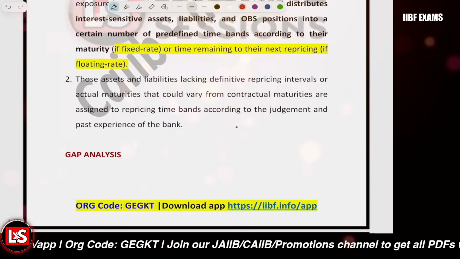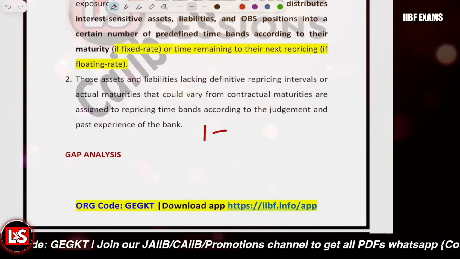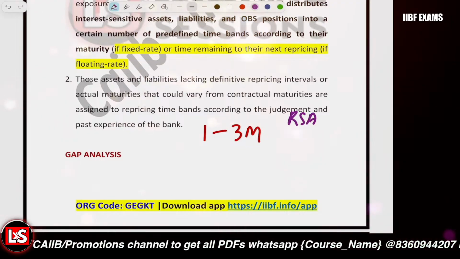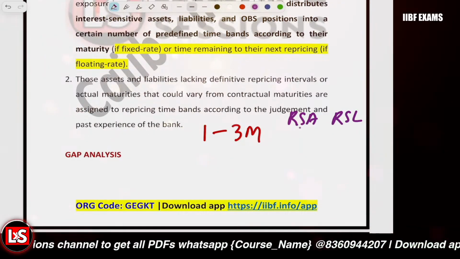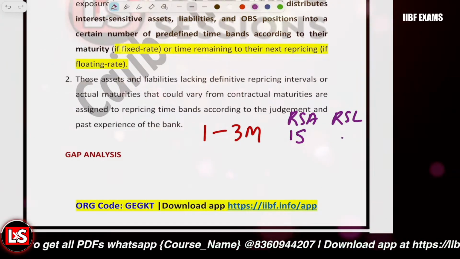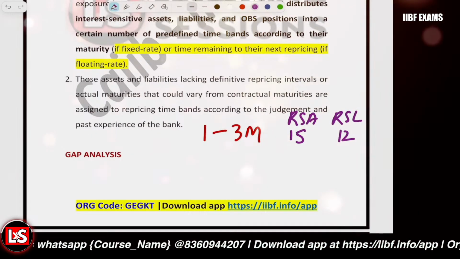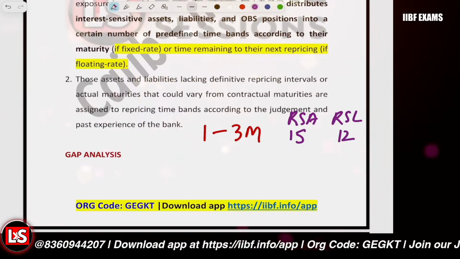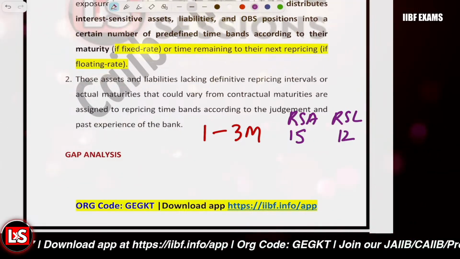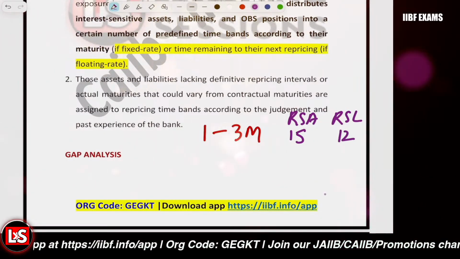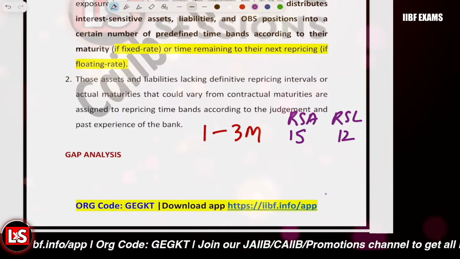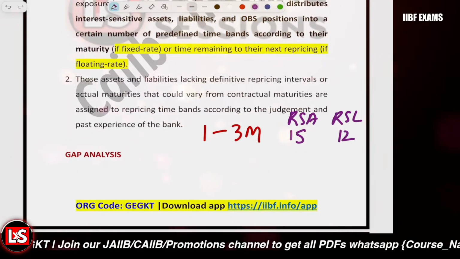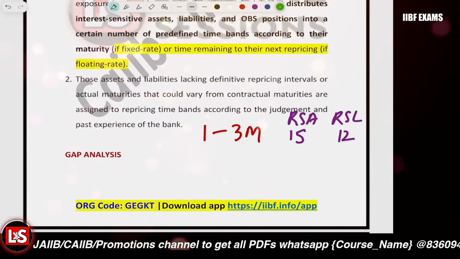For those time bands, let's say we are considering the time band of 1 to 3 months. For this time band, we'll be looking into the risk sensitive assets and the risk sensitive liabilities. Let's say the RSA is 15 and the RSL is 10, right? So all the instruments are to be considered, whether it's a fixed rate instrument or a floating rate instrument.